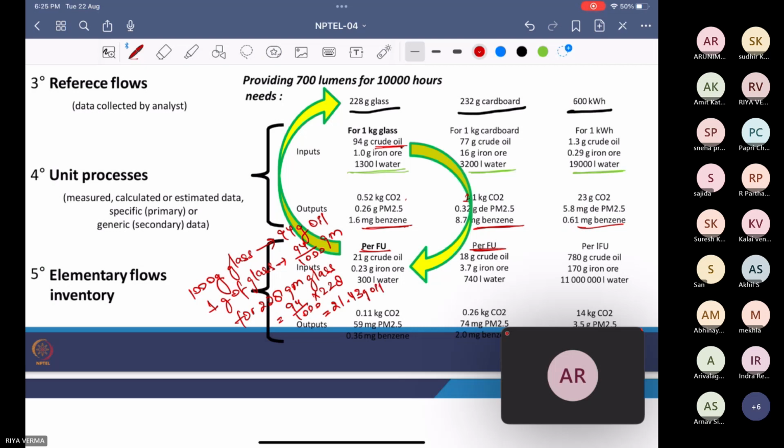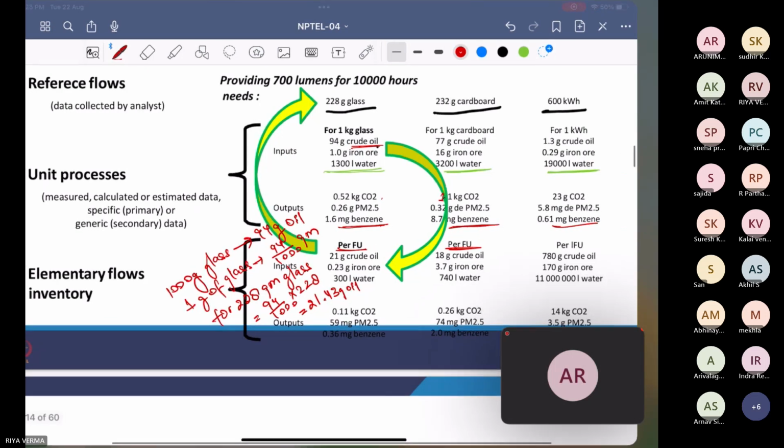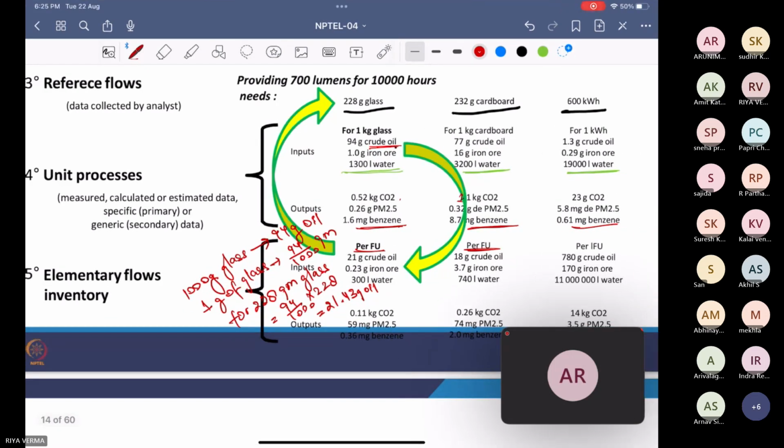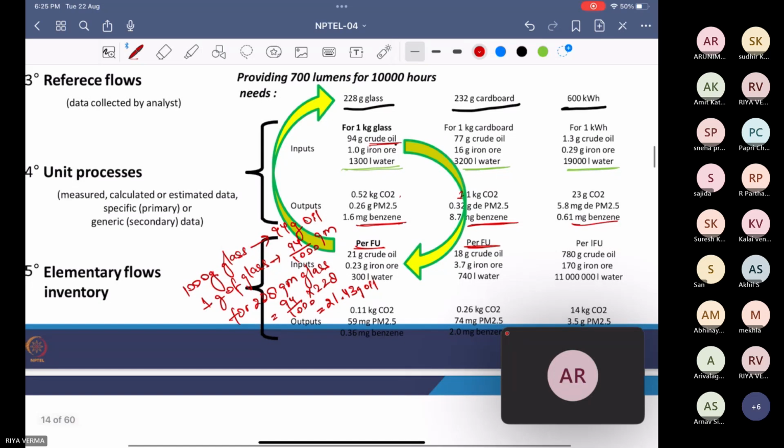Understood? How do we calculate all the values per functional unit, right? Similarly, we can calculate for iron ore or the water requirement, and all the values, like all the inputs and outputs, we need to calculate per functional unit. Understood?